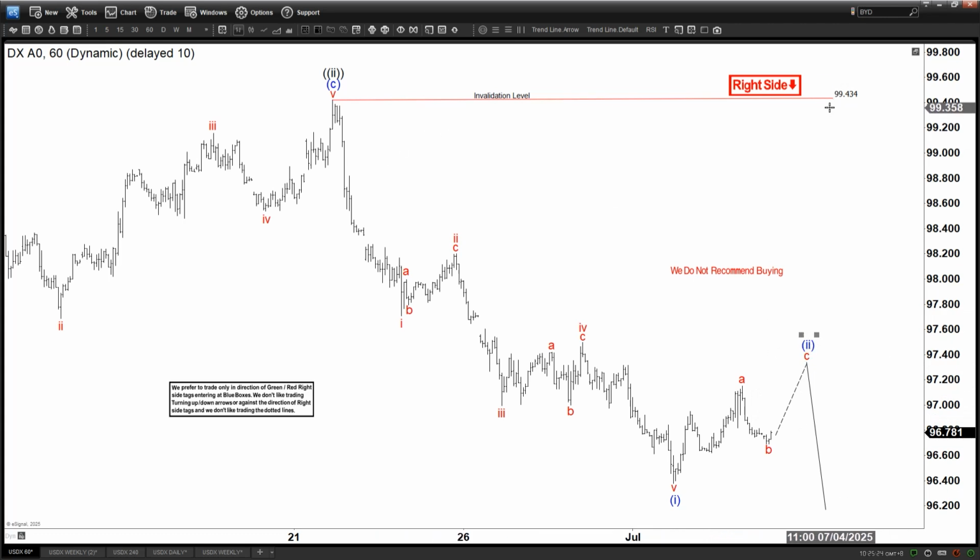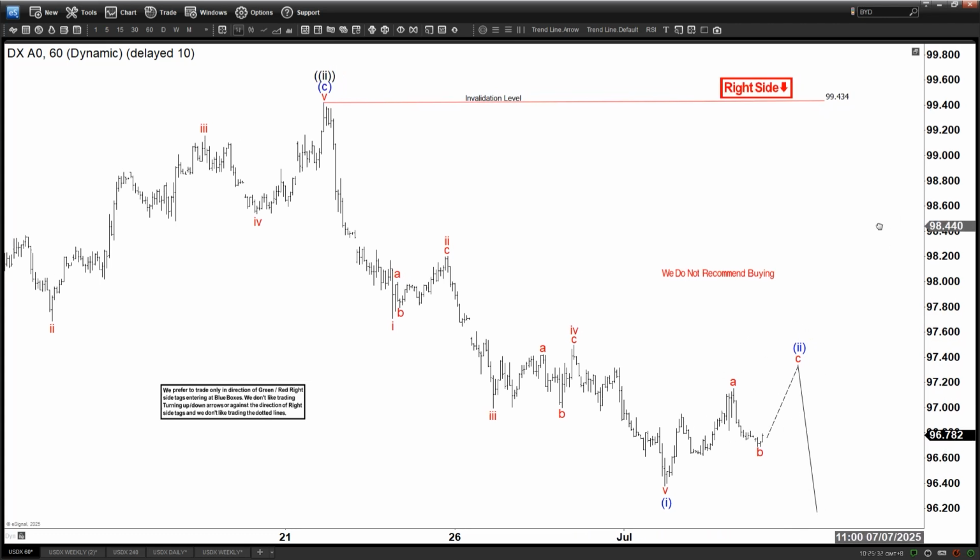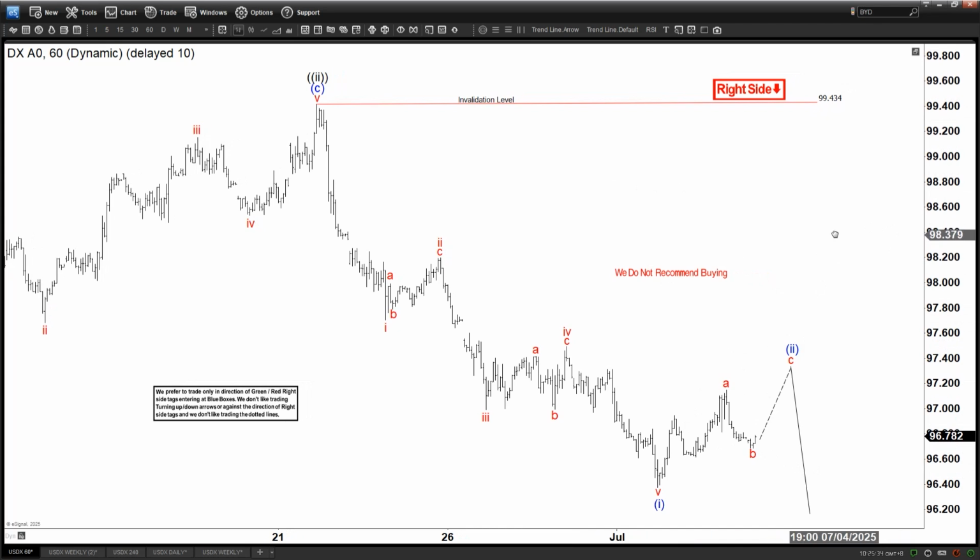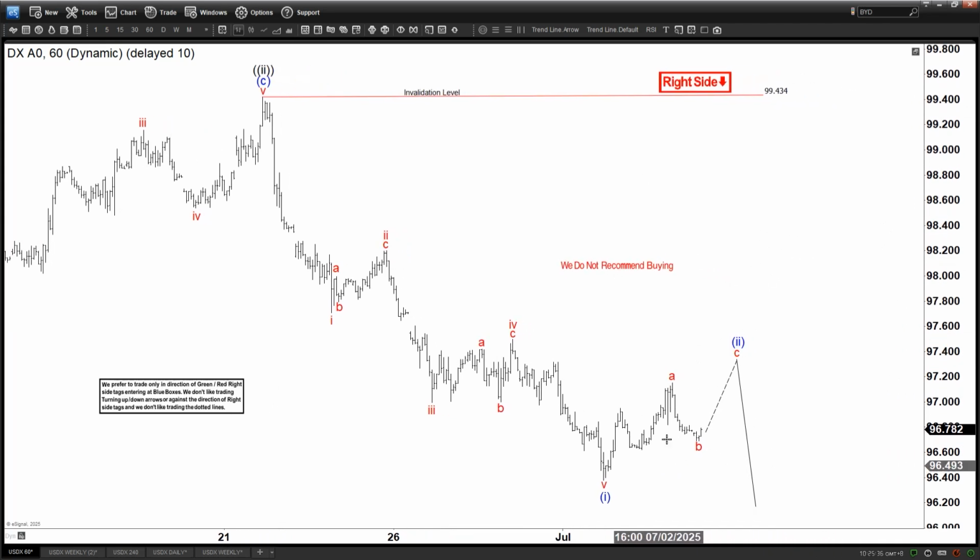As long as we stay below 99.4, we continue to like more downside. Of course, the exact structure of the rally can take multiple different forms. This is just one way, a simple ABC rally. If that's the case, then we should be looking for resistance somewhere around this area, 97.40, the 100% extension of C equal A, all the way up to 97.90.